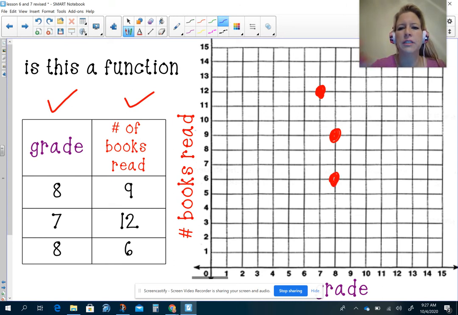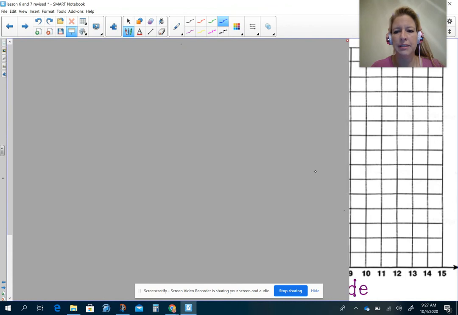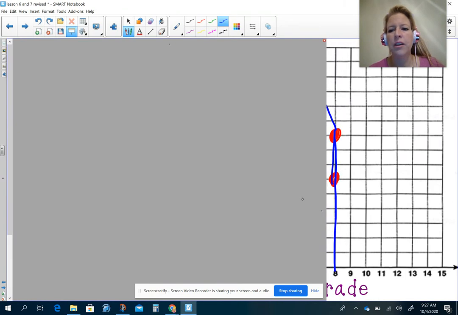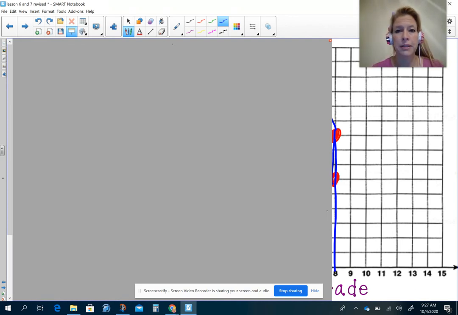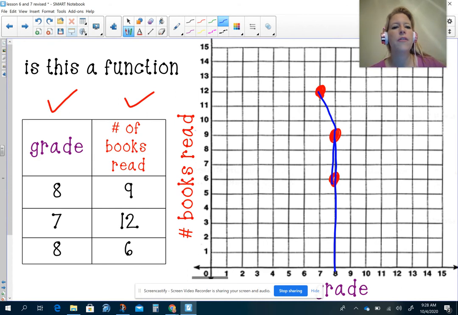I want you to look at how this is, okay? Do you see my line going up and down? So if we did the vertical test and we're on the same line like this, it's not a function. My x's repeat. And if you needed a mental visual picture, ask yourself this. Could I have read 12 books in 7th grade? Absolutely. Could I have read 9 books in 8th grade? Absolutely. Could I have also read 6 books in 8th grade?